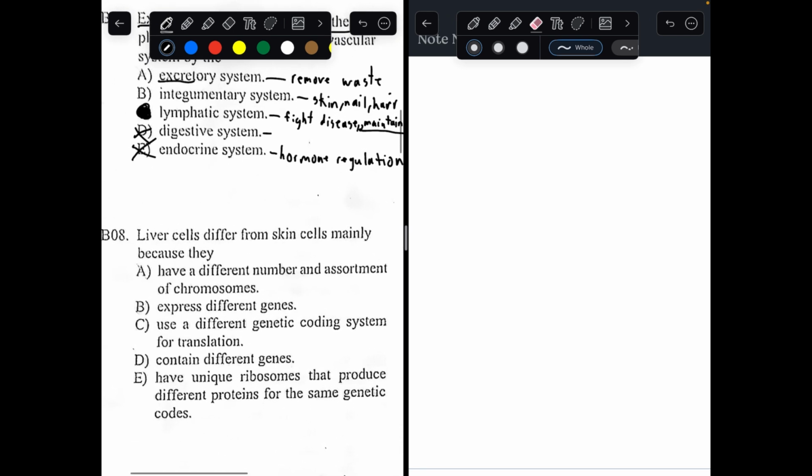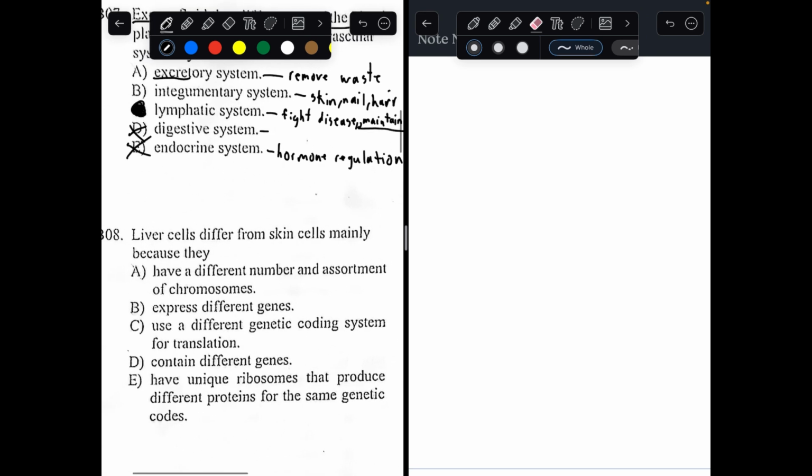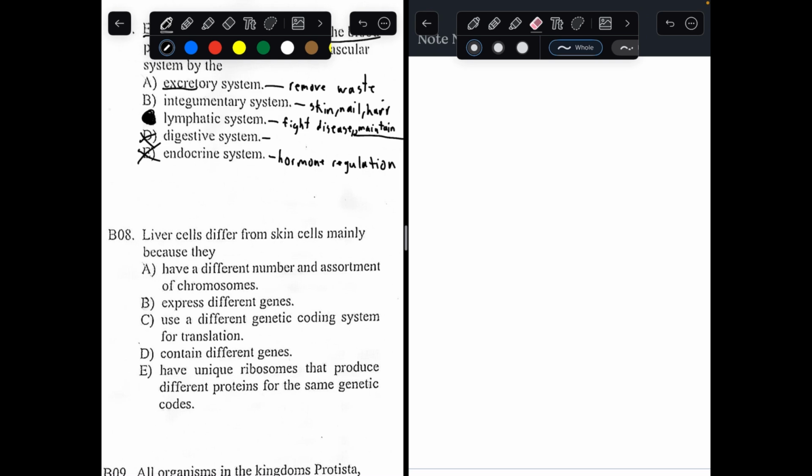Liver cells differ from skin cells mainly because we know that different bodily cells differ because they express different genes. All cells, you have to keep in mind, all cells have the same genes. Every cell in your body has the same genes. Your brain cells have the same genes as your skin cells. But it's the expression of these genes that makes them different. The brain cell does not express the same genes as your skin cells.